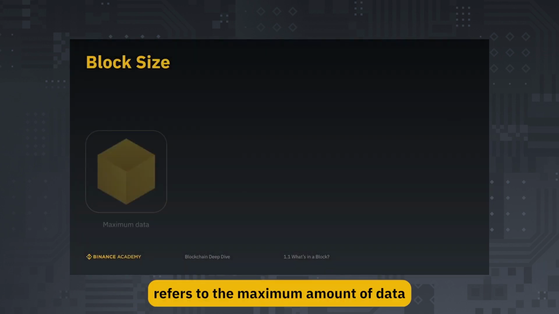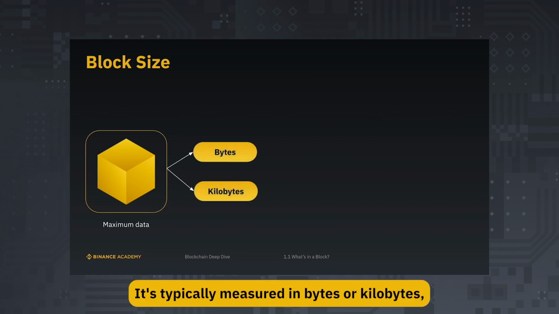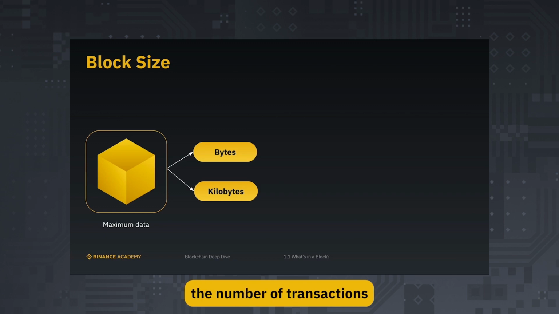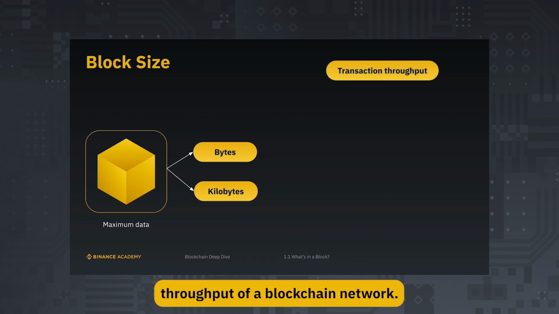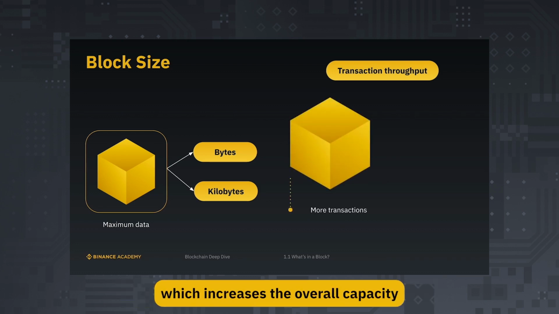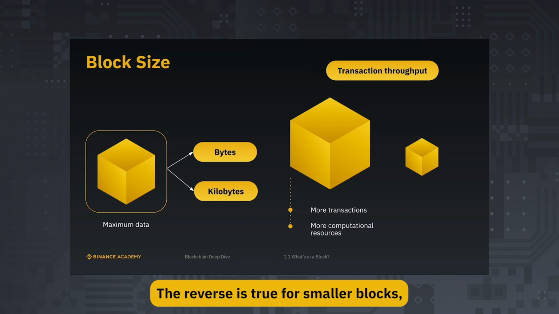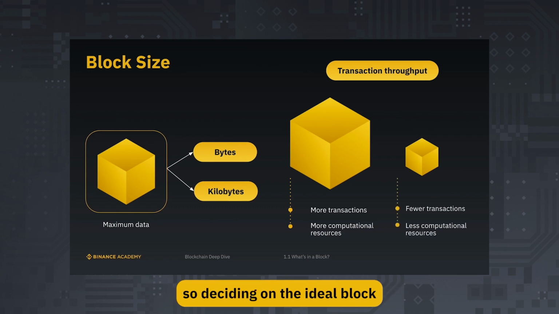Block size refers to the maximum amount of data a single block can hold. It's typically measured in bytes or kilobytes, and sometimes in megabytes, and determines the number of transactions that can be processed within a block. Block size directly impacts the transaction throughput of a blockchain network. A larger block size allows for more transactions to be included in each block, which increases the overall capacity and speed of the network. However, larger blocks also require more computational resources to process and validate. The reverse is true for smaller blocks, so deciding on the ideal block size is often a balancing act.